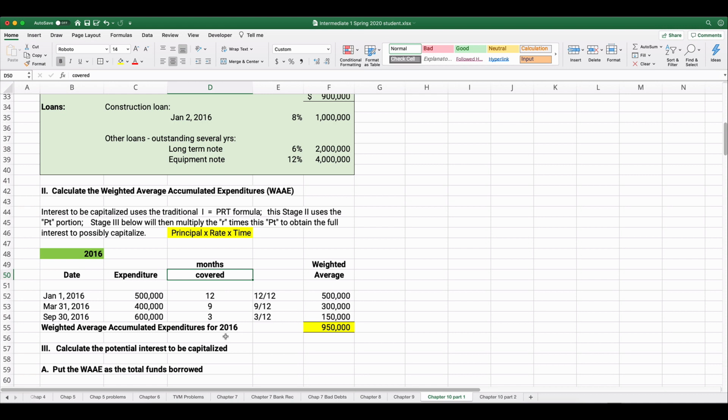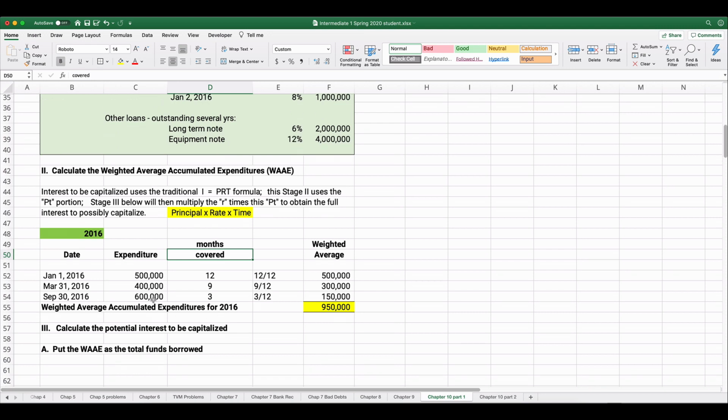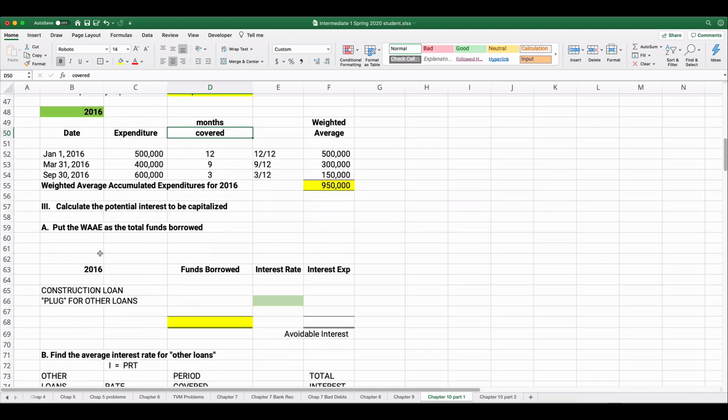Now that's our first calculation to calculate how much interest we're going to add to the cost of the building. So we've calculated the weighted average accumulated expenditures. The first step was to find the information. The second step is to calculate a weighted average. This is an important number, and in fact, we're going to drop this number in on this calculation.